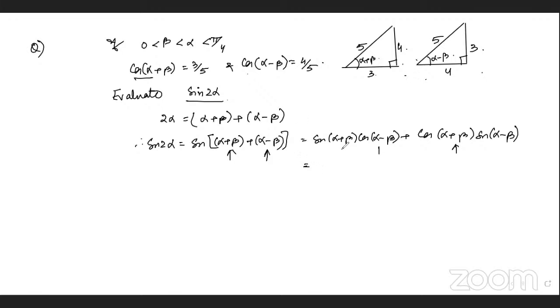Now you can use the formula. Sine of alpha plus beta is 4 upon 5 into cos alpha minus beta is 4 upon 5, plus cos alpha plus beta is 3 upon 5 into sine alpha minus beta is 3 upon 5. You know what is that equal to? 4 4 is 16, 3 3 is 9, upon 5 5 is 25. And you know what is that equal to? It's equal to 1. Is this clear? Therefore, sine of 2 alpha is equal to 1.